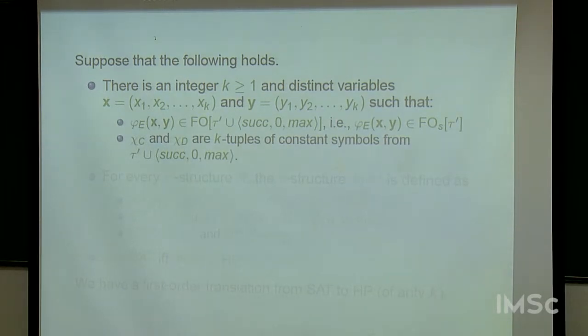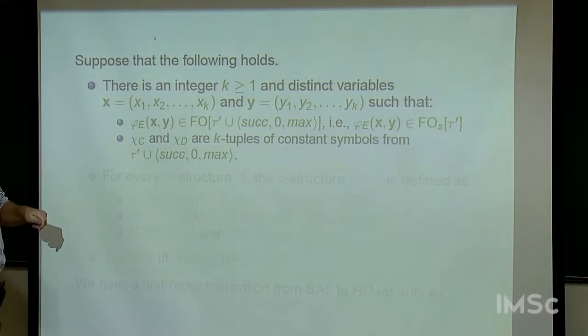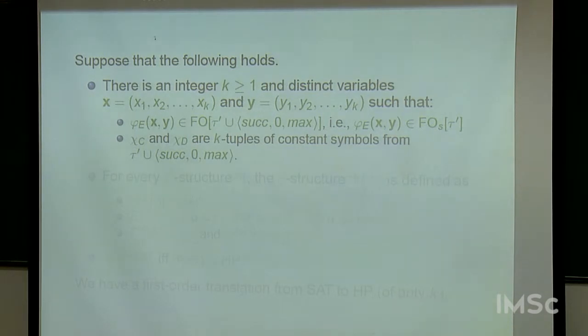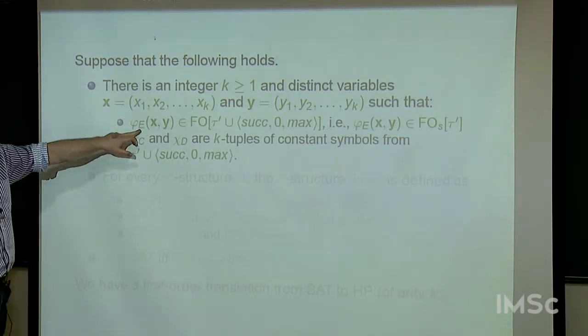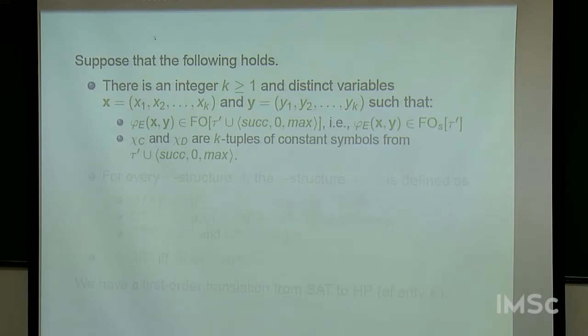And here's the mechanism by which we build translations. So I'm going to say what it means to have a first-order translation from one problem to another. I need an integer k and distinct variables, two k-tuples of variables, x and y. And for every symbol of the target signature, I need a formula that describes the relation. So for example, in my target signature, I have a binary relation symbol E. So I need a formula that essentially is going to describe the edges of my target structure.